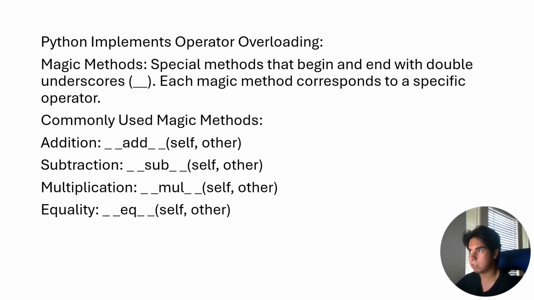Python implements operator overloading through what are called magic methods. These begin and end with double underscores. They are used for any operations like add, sub, multiplication, even for equality, sorry, even for division and all that. So these are basically some of the functions you can use to make your life easier with these kinds of operations.